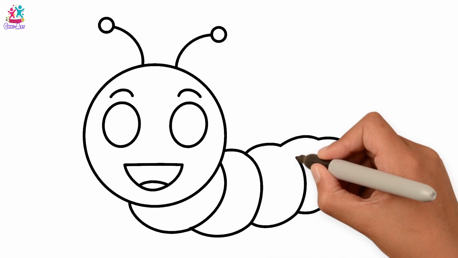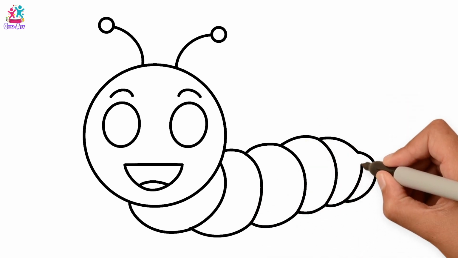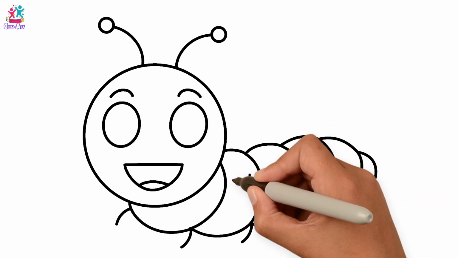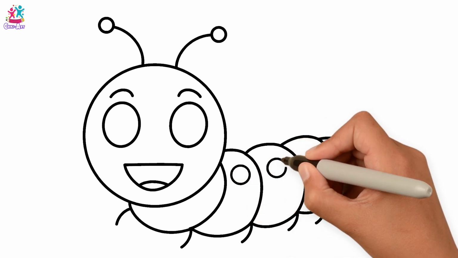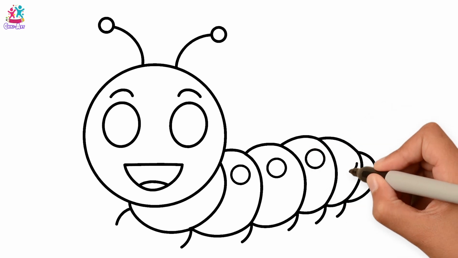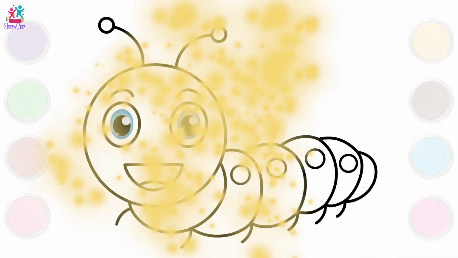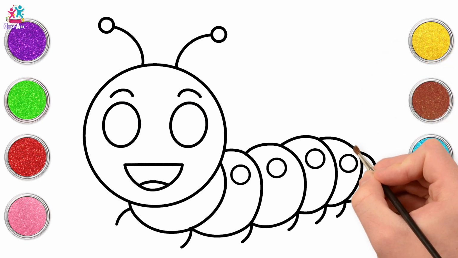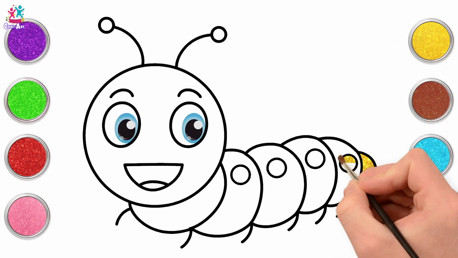And now the body. Some legs. And some small circles inside each of the bigger circles for the body. And we're done. Ready to paint. Ooh, what colour shall we do first? Yellow. What a great idea.